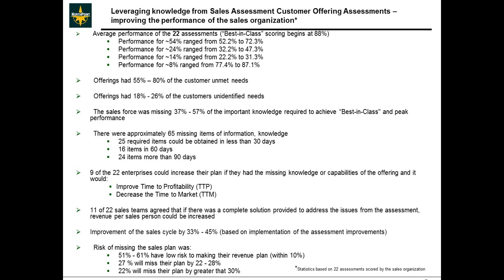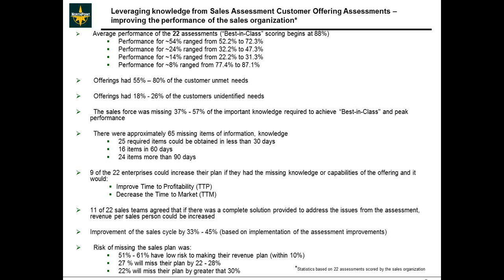On these 22 assessments, the offerings had between 55 and 80% of the customer's unmet needs defined. Offerings had between 18 and 26% of the customer's unidentified needs. The sales force was missing between 37 and 57% of the important knowledge required to achieve best-in-class and peak performance. There were approximately 65 missing items of information and knowledge. Of those, 25 required items could be obtained in less than 30 days, 16 items in 60 days, and 24 more items in 90 days.